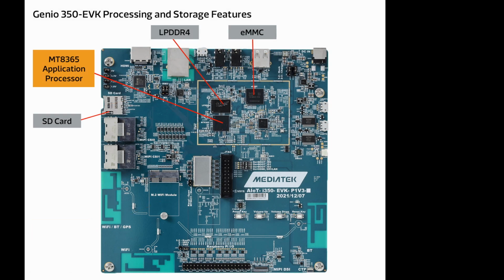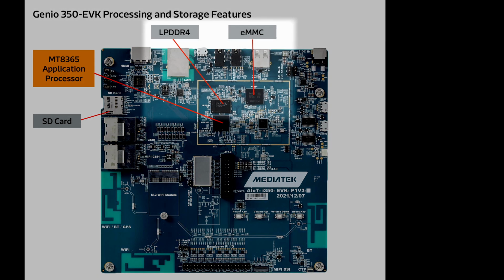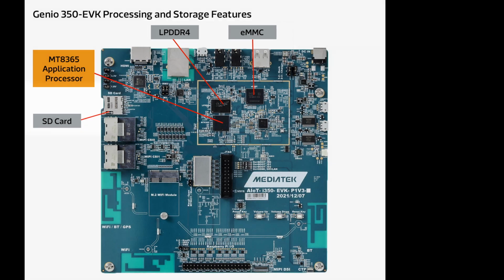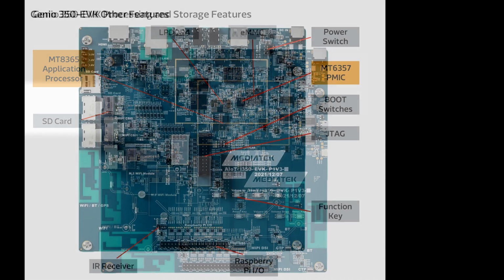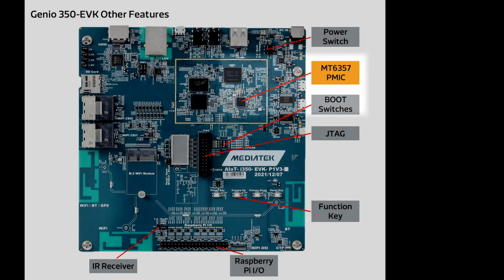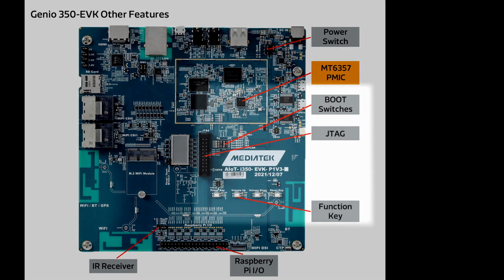Here we see the MT8365 applications processor and related memory. The application is loaded into eMMC, and there is LPDDR4 for use during runtime. An SD card slot is also available. The board also includes the MediaTek power management device and other interfaces to support the development and debugging process.